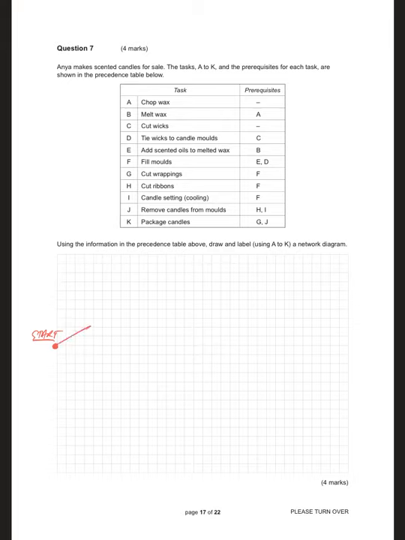A has no prerequisites, so A is going to come out of that. B requires A. C requires nothing. D requires C. E requires B. F requires E and D. E and D are not connected right now, but now they will be. F requires E and D.